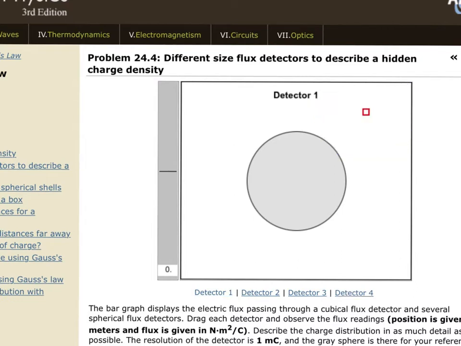The smallest detector will give us the finest detail, and the largest detector will give you a sense of the overall distribution information that would be hard to get with the small one. So think about how best to use all 3 detectors to map out the charge density in this square region. And remember, the gray circle is just a reference circle. It is not an object. The instructions tell you that.